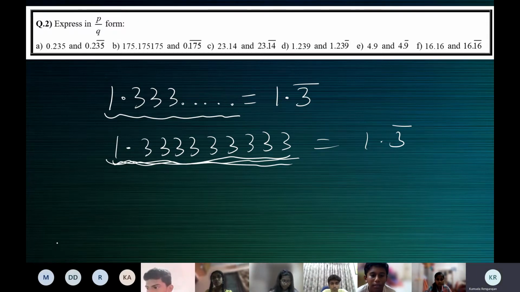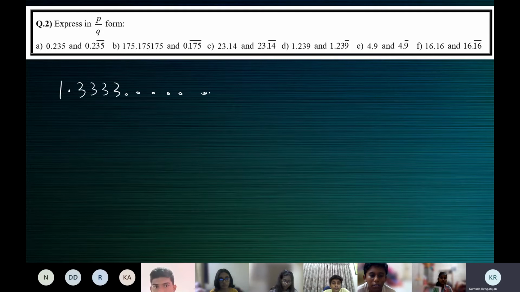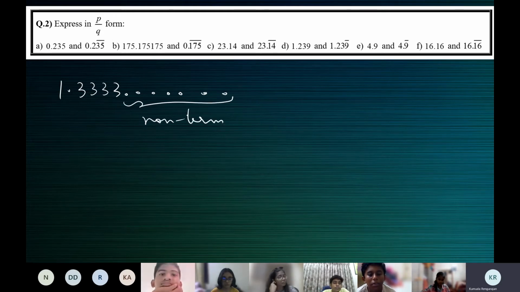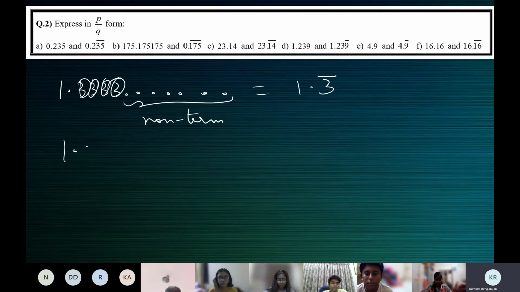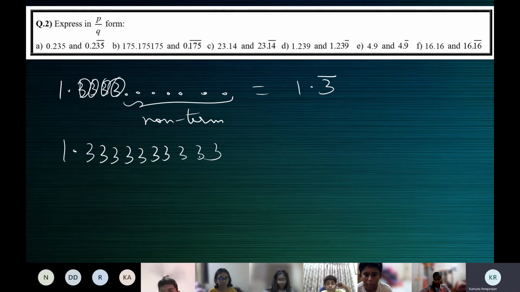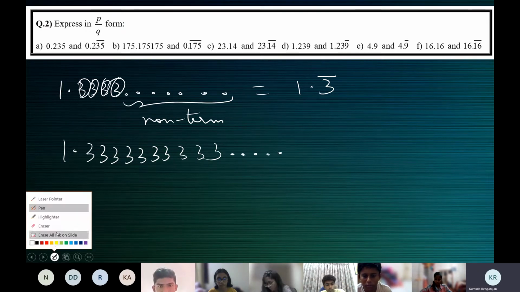What is this? 1.3333 like this going on forever. This one means non-terminating and repeating because 3 is repeating. This can be written as 1.3 recurring. But when I say 1.33333333 and I stop here, I did not use the dots.